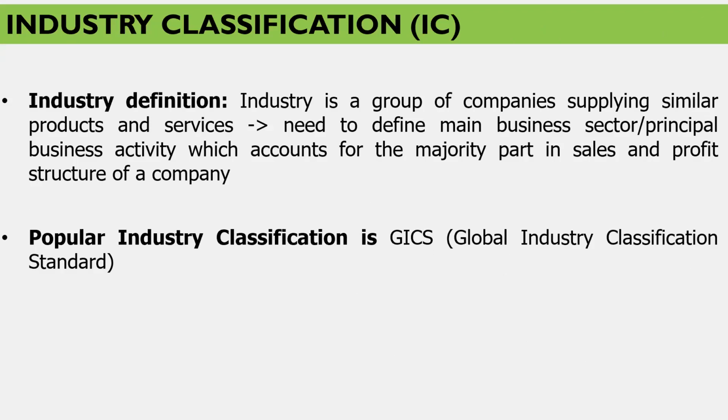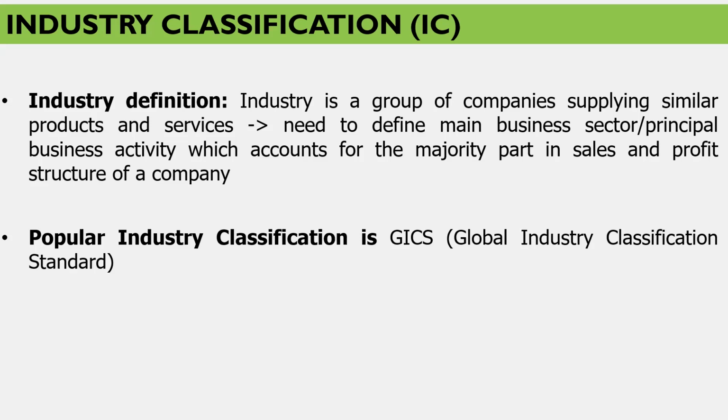Industry classification. What is an industry? An industry is a group of companies supplying similar products and services. So we need to define the main business sector or principal business activity accounting for the majority part in the sales structure and profit structure of a company. For example, FPT, ticker FPT on the Ho Chi Minh Stock Exchange, has businesses in information technology, telecom, and education, but FPT is classified into the technology industry because IT, information technology, accounts for 59% of their total sales.